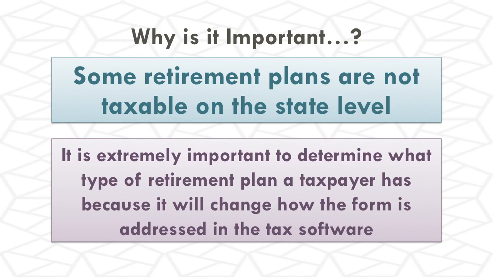It's extremely important to determine what type of retirement plan a taxpayer has because it's going to change how the form is addressed in the tax software. So we can't just put the form in and hope for the best. We really need to determine what type of retirement plan the taxpayer has, what category it's in, so that we can determine how to enter it into our tax software.